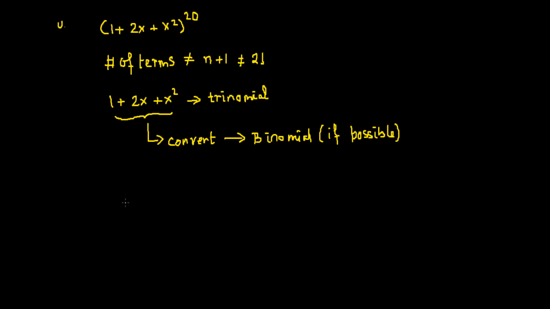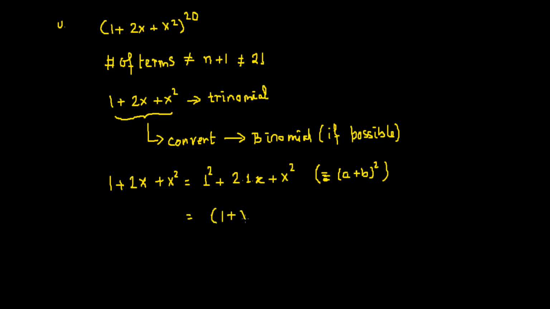Now in this particular case, it is possible to convert it into a binomial expression. The reason being, this is equivalent to 1 squared plus 2 times 1 times x plus x squared, which is equivalent to the identity (a + b) whole squared. So 1 plus 2x plus x squared can be rewritten as (1 + x) whole squared. What we do is we replace the trinomial by the binomial, (1 + x) squared, raised to the power 20.